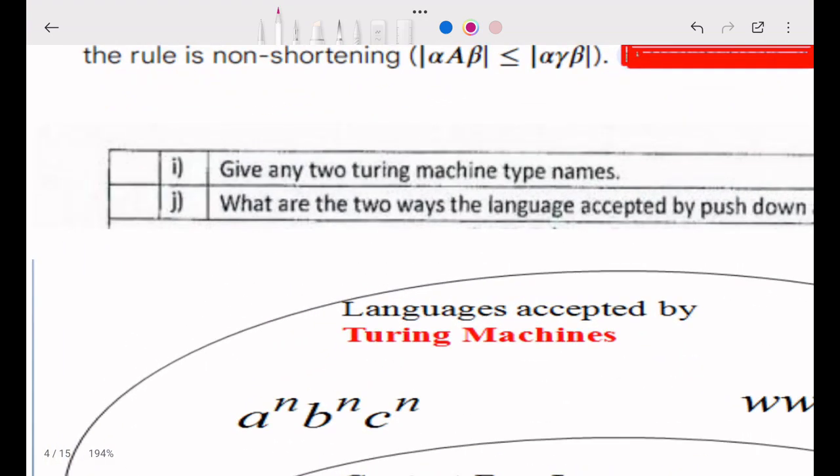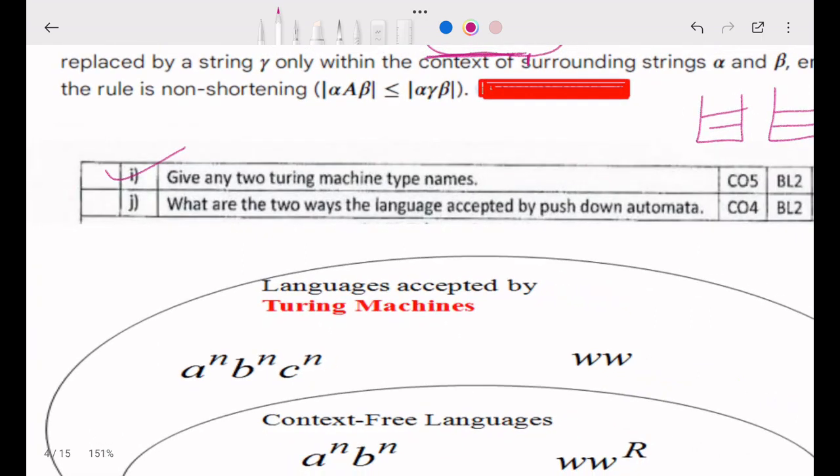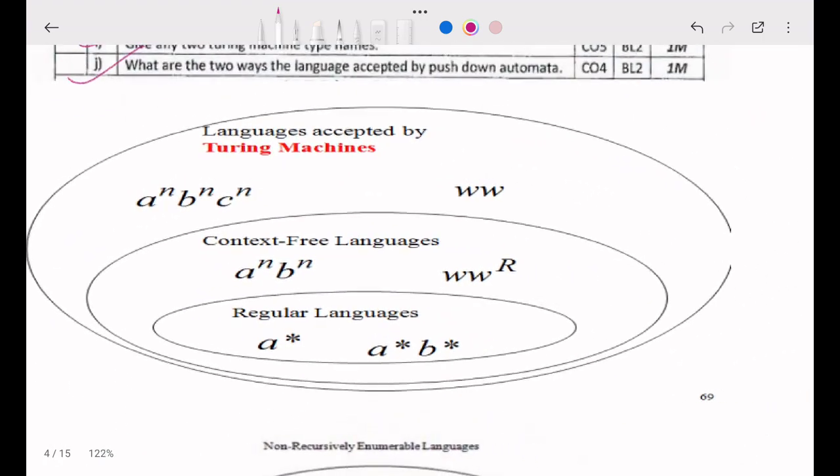Now next he is asking about the Turing machine, and the two ways the language is accepted by a pushdown automata. Before that, you should also remember this graph; you should design it. Whenever such a question is asked, you should design the graph, and 100% you will get the marks. So a*, a string that contains 0, or any language that starts with 1 and ends with 1, and many such questions we solved during our class presentation. These are all regular languages.